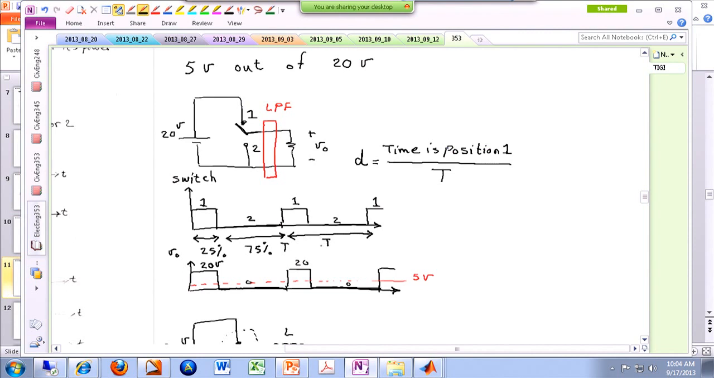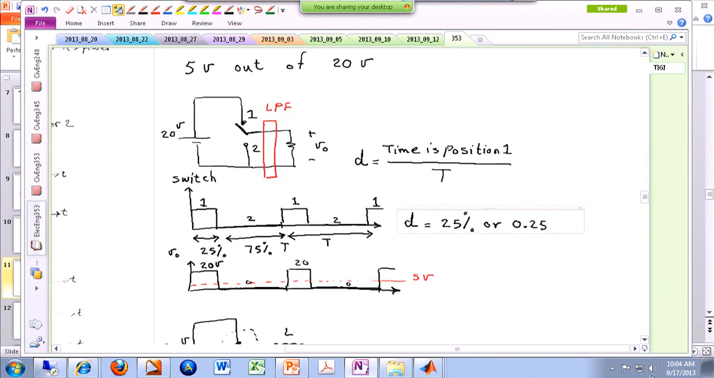Okay, so in this particular numerical example that we had, we were spending 25% of the time in position number 1 of one entire period. So for instance, in this case, the duty cycle was 25%, or just 0.25, and there is no unit for the duty cycle.